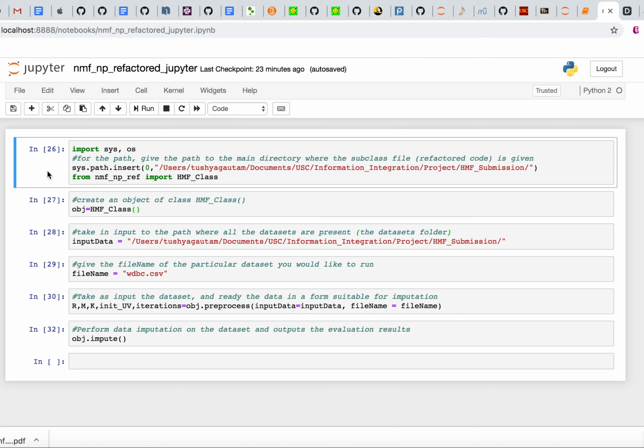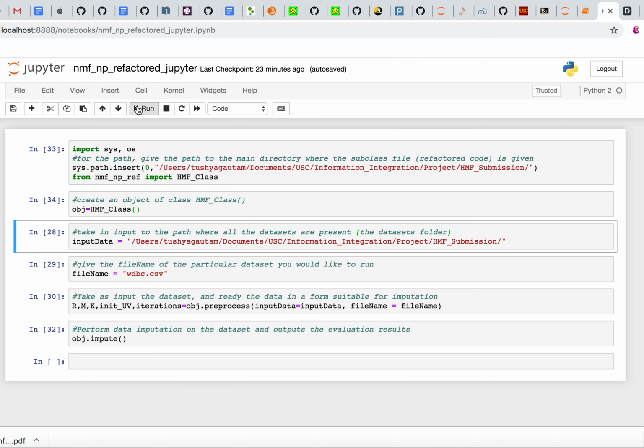Initially, the path provided is the path to the main directory, which contains the main.py file and the subclass file which has a refactored code. Then we create an object of that class. And next we provide the path to the input folder where all the data sets are present, and we also give the file name of the particular data set that we would like to run.